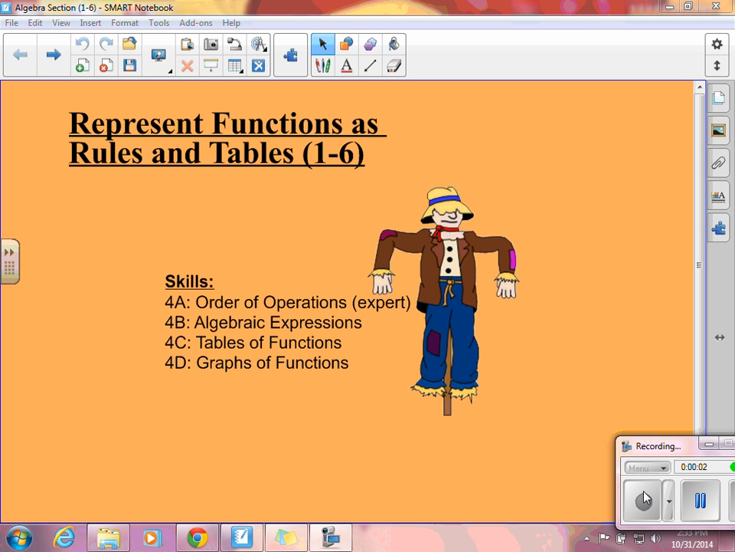So today we're going to be covering section 1-6. We're going to concentrate on not only 4C, but also 4D.